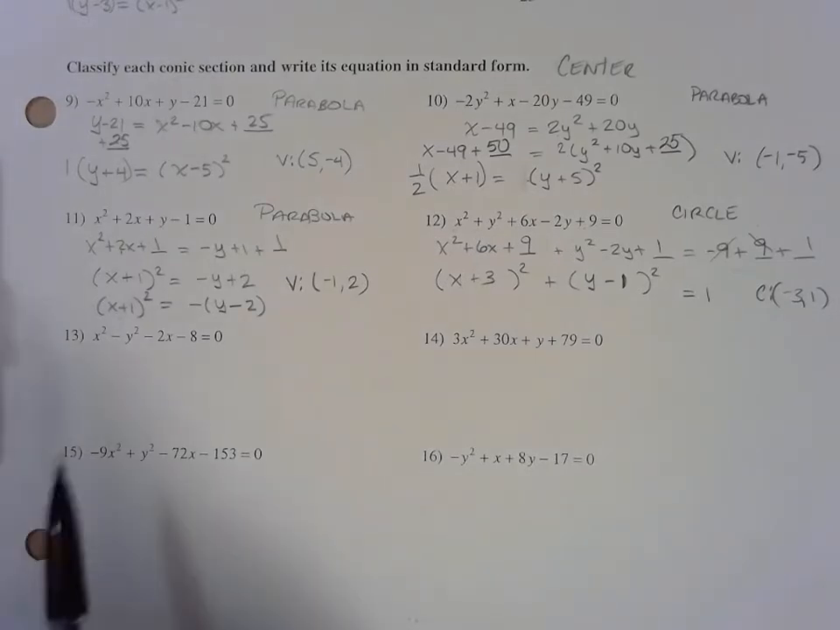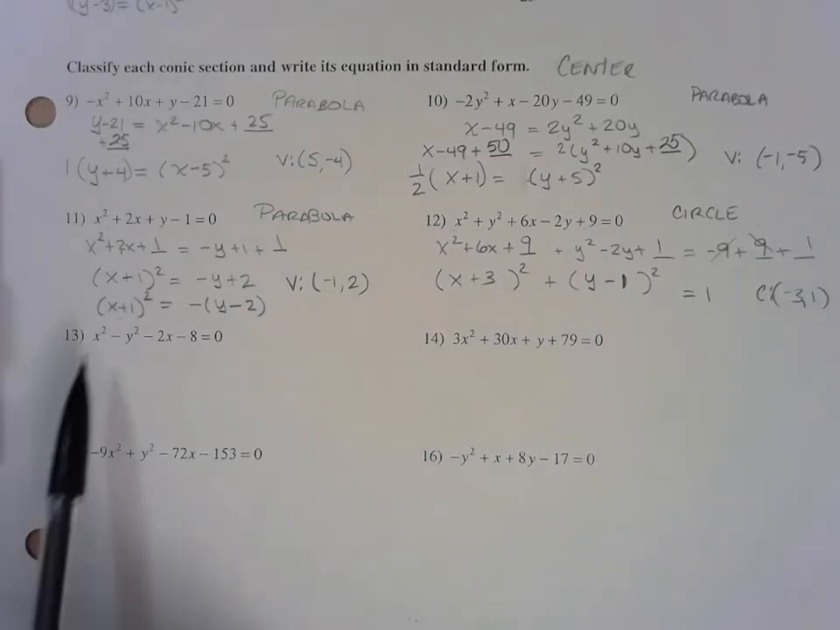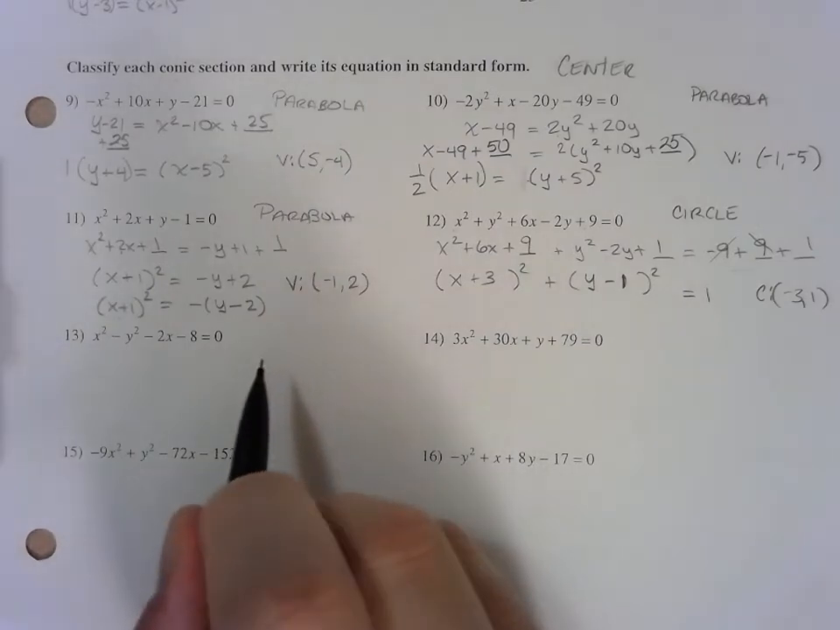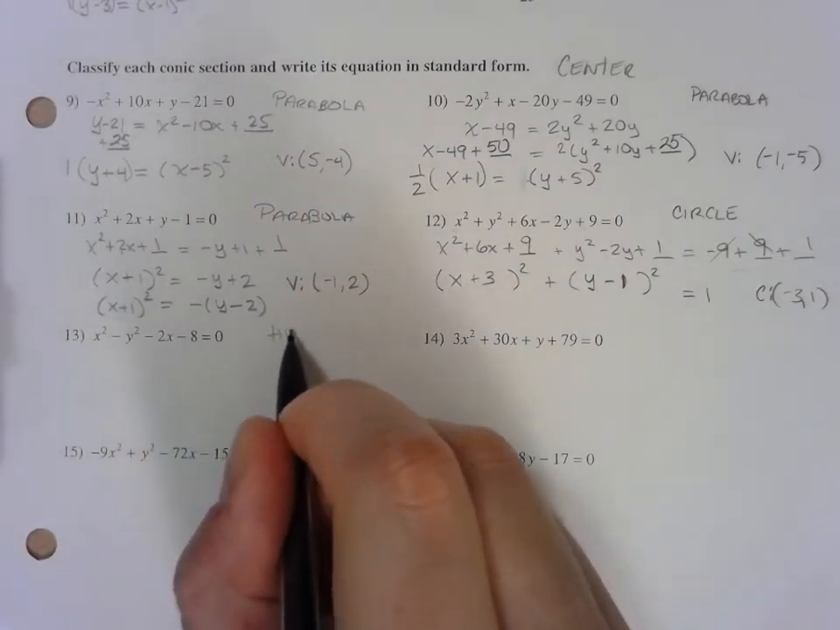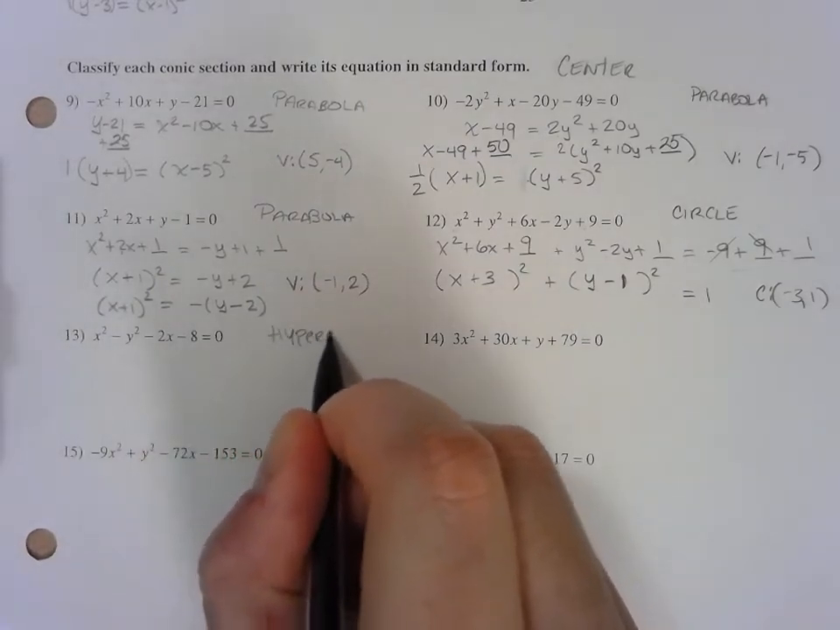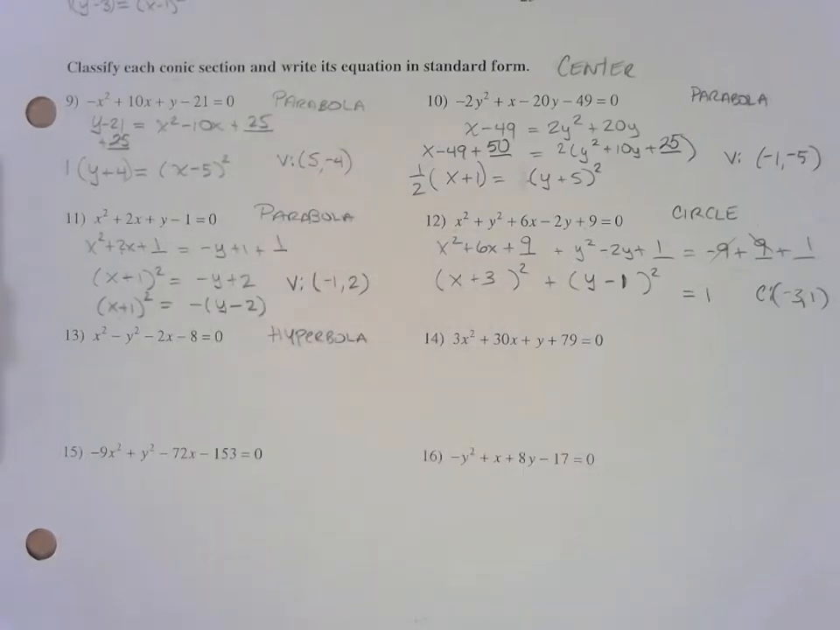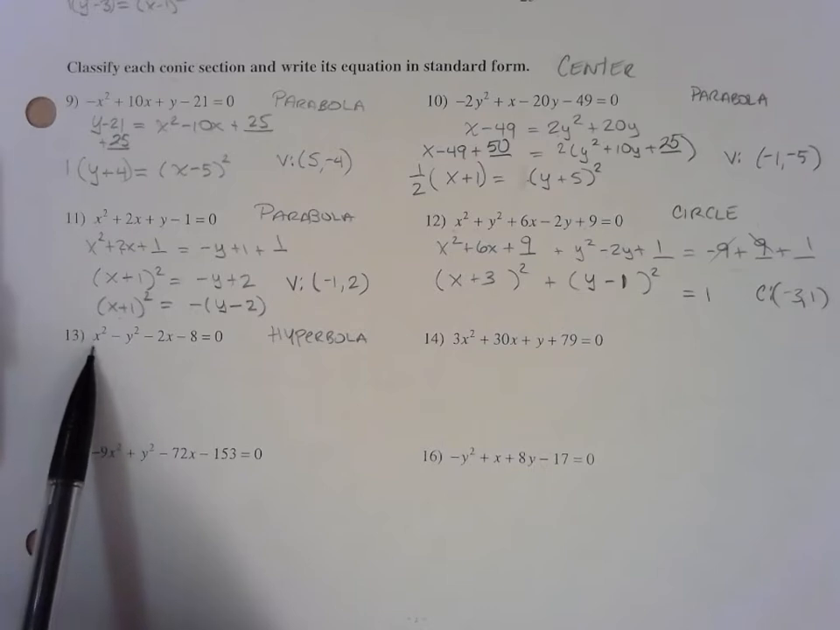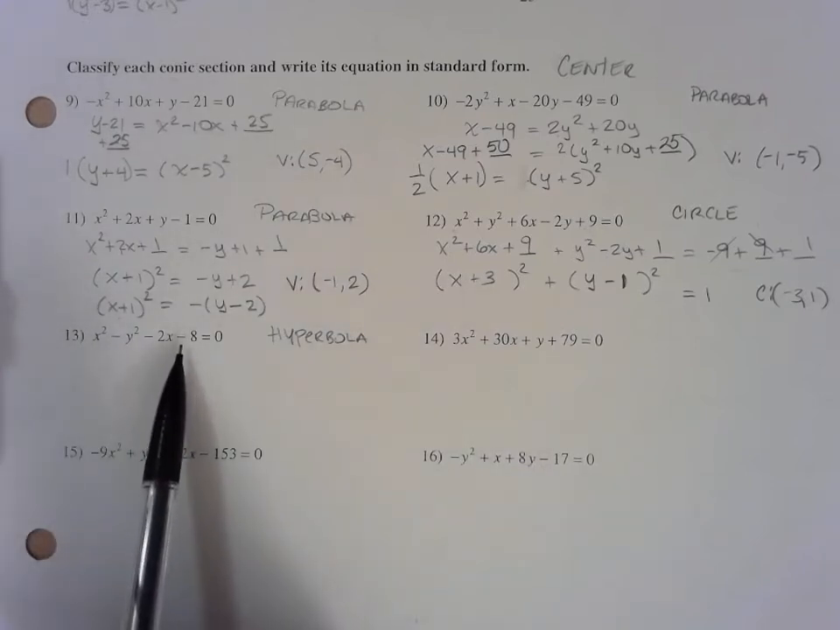Next is question 13. I have an x squared and a y squared. One of the coefficients is positive and the other is negative. This automatically makes this the graph of a hyperbola, or the equation that represents the graph of a hyperbola. The standard form for a hyperbola has some quantity of x squared minus some quantity of y squared, or vice versa, but it equals 1 on the other side.